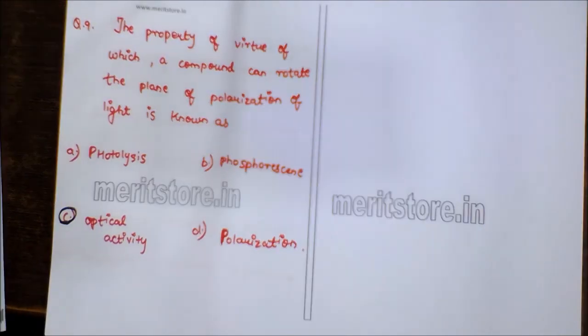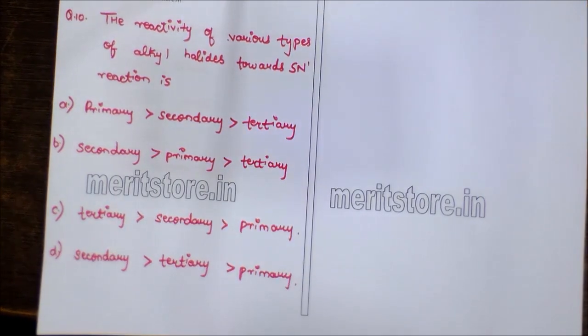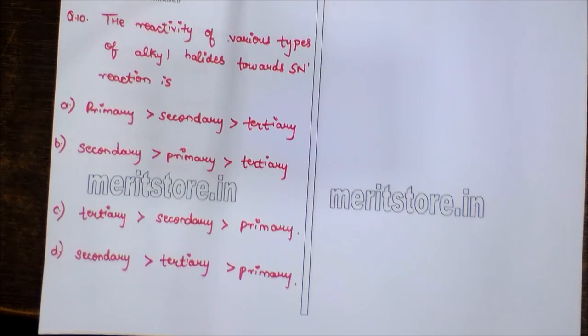Optical activity. Question 10. The reactivity of various types of alkyl halides towards SN1 reaction is A. Primary greater than secondary greater than tertiary, B. Secondary greater than primary greater than tertiary, C. Tertiary greater than secondary greater than primary, D. Secondary greater than tertiary greater than primary.